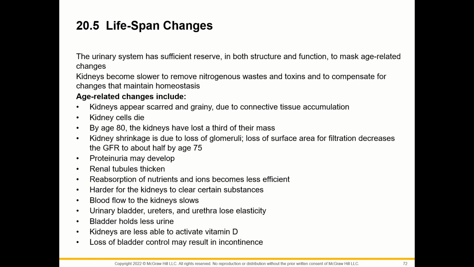All right, so finally, lifespan changes. The urinary system has sufficient reserve in both structure and function to mask age-related changes. Kidneys become slower to remove nitrogenous waste and toxins and to compensate for changes that maintain homeostasis. Age-related changes include kidneys appearing scarred and grainy due to connective tissue accumulation, kidney cells die, and by age 80, the kidneys have lost a third of their mass. Kidney shrinkage is due to the loss of glomeruli, and the loss of surface area for filtration decreases the glomerular filtration rate to about half by age 75.